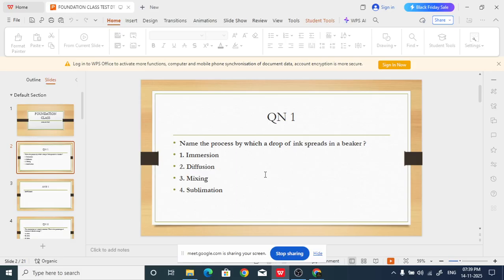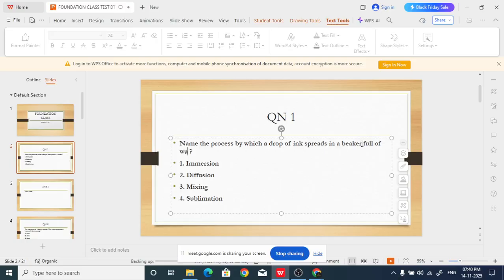Are you able to see the screen? Yes, sir. Yeah. So now we are asking, name the process by which a drop of ink spreads in a beaker full of water. That's the meaning.